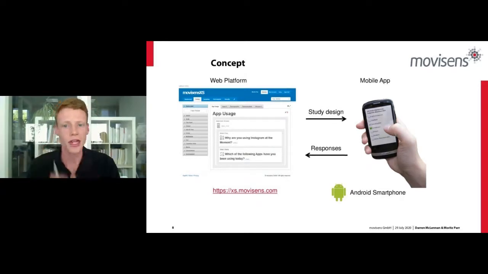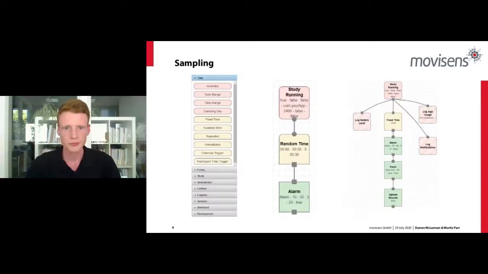It's based on the Android system, so it works on Android devices, and it's the basic system for using our mobile sensing features. This is just a simple sheet to show you the different possibilities of the sampling schemes. Darren will show you a little later and give you a deeper dive into our platform. So this is just to give you an overview.